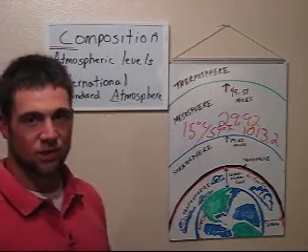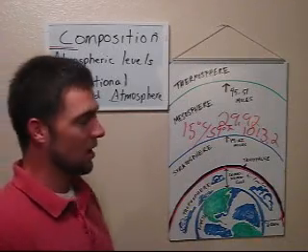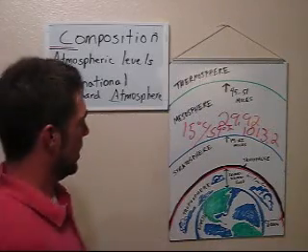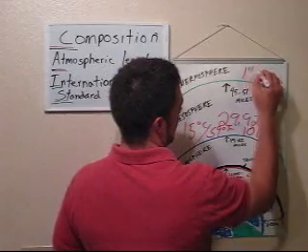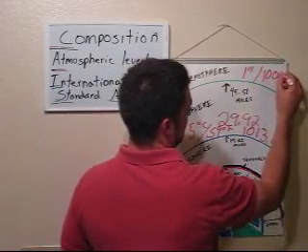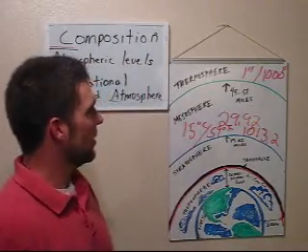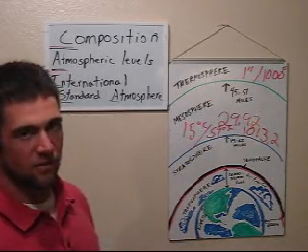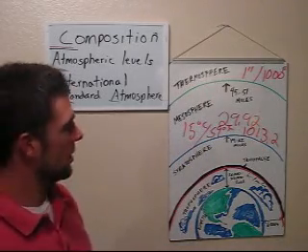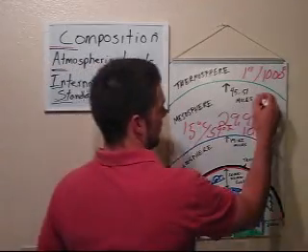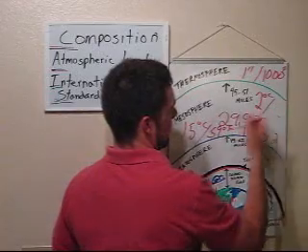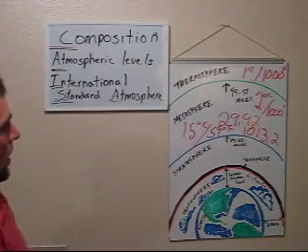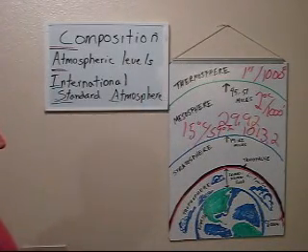Now, because temperature and pressure change with altitude, they came up with these international standard lapse rates. The international standard lapse rate for pressure decreases 1 inch of pressure every 1,000 feet. So the international pressure lapse rate is a decrease of 1 inch of pressure every 1,000 feet. Now the international temperature lapse rate is a decrease of 2 degrees Celsius every 1,000 feet. And that's basically the international standard atmosphere.